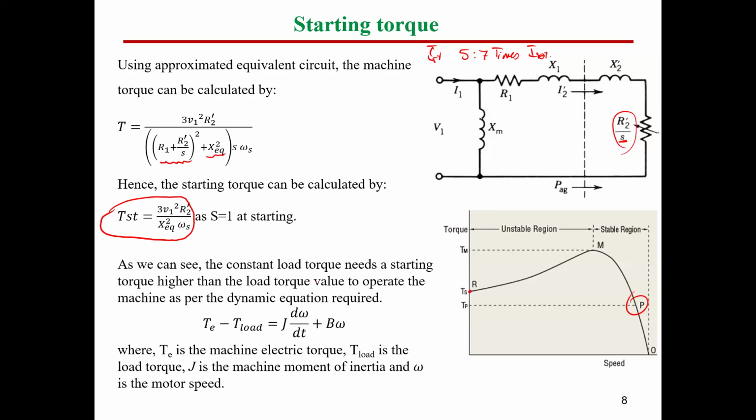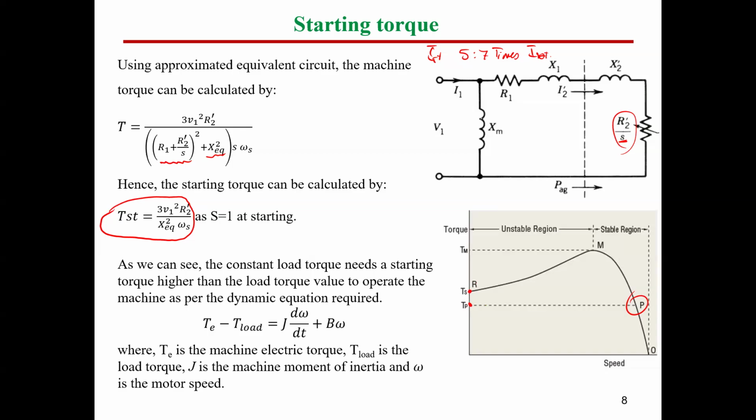Now, let's move our discussion to the dynamic equation, and this is a very important point, guys, we need to discuss. So, as we can see, the constant load torque needs a starting torque higher than the load torque. For any motor, guys, if you would like to start a certain load, the machine has to provide a torque higher than this torque. Otherwise, you cannot operate the motor.